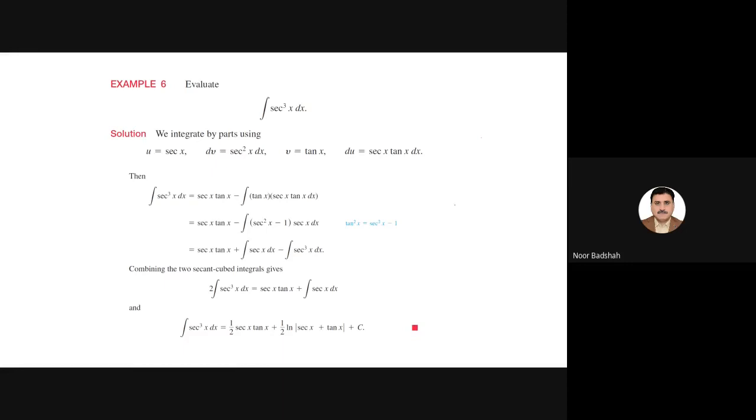Okay, what about secant cube x? Secant cube x is the odd power of secant. We do it by using integration by parts. Even power is easy. If we have simply secant, the integral of secant x for the first power, I hope everybody remembers that from your FSc, right? It is log of (secant x plus tangent x).